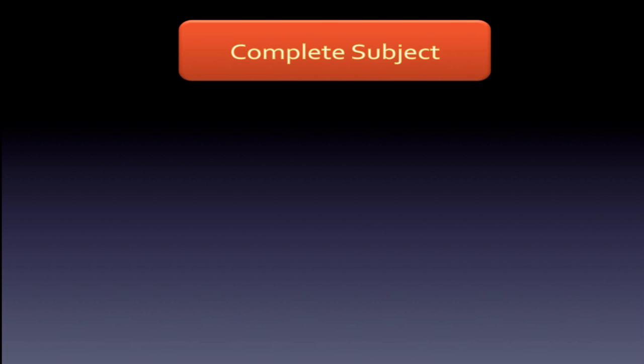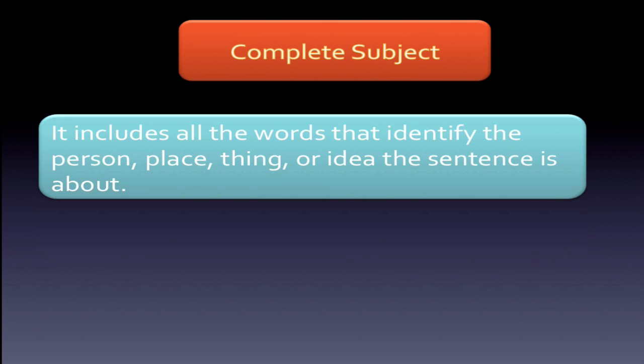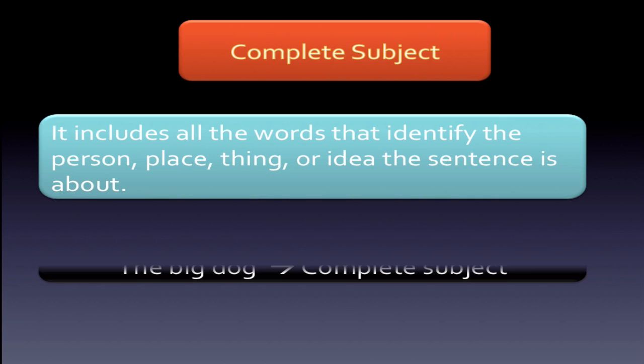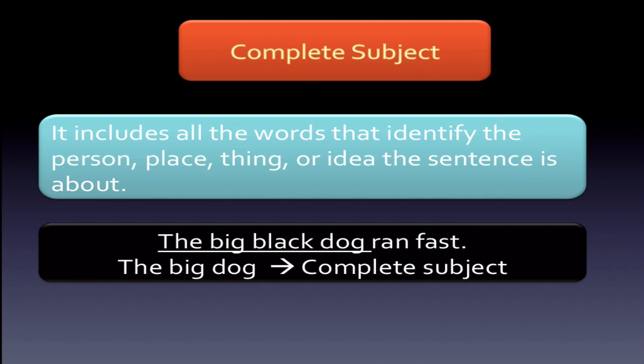Now, the complete subject includes all the words that identify the person, place, thing, or idea the sentence is about. The big black dog ran fast. Again, here you go: the big black dog is your complete subject. Now, say for example I said this dog ran fast, and I have two dogs in front of me. How do I know which one is which? This is why you need to have a complete subject. The big black dog. The description of your particular subject needs to be there.